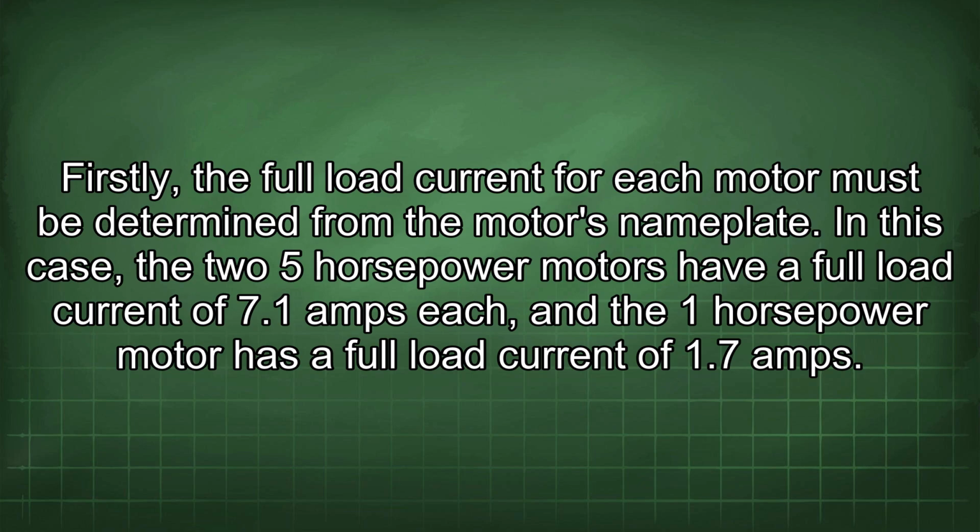In this case, the two 5 horsepower motors have a full load current of 7.1 amps each, and the 1 horsepower motor has a full load current of 1.7 amps.